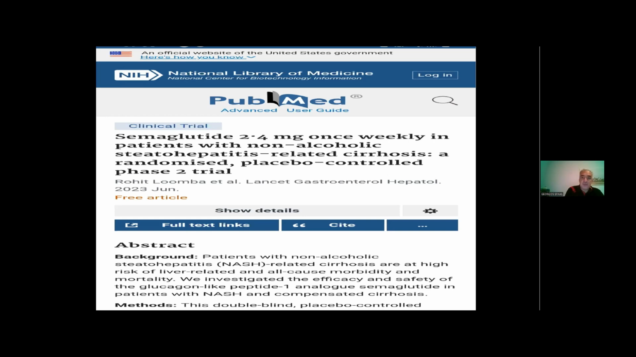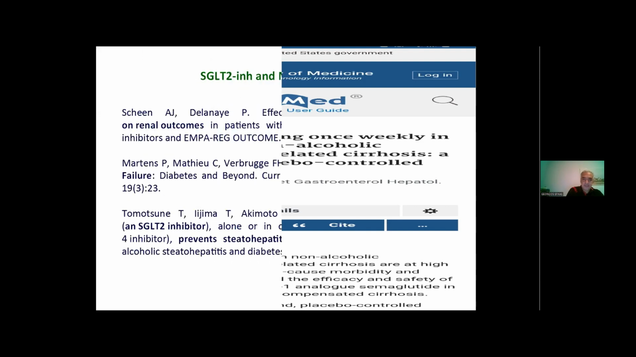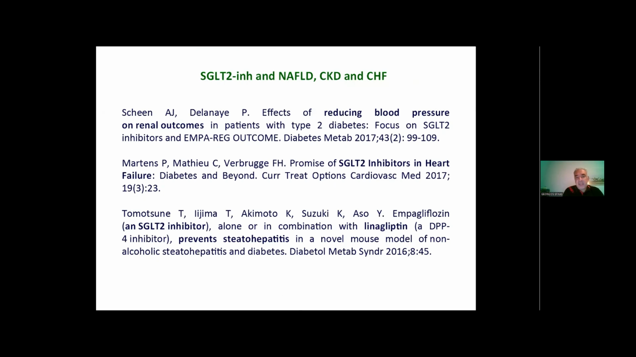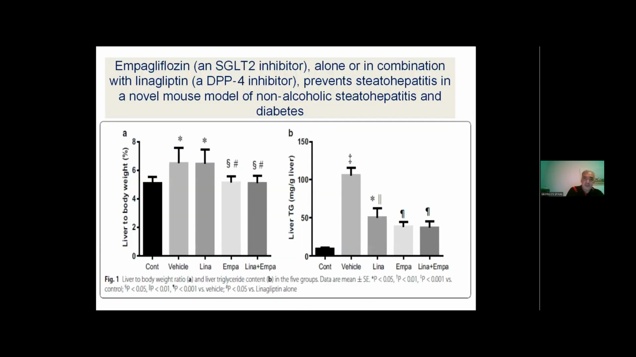We have to do more research to see what the reason was that a larger dose of semaglutide didn't have the results that we had been expecting in patients with steatohepatitis and related cirrhosis. Now, SGLT2 inhibitors also showed hopeful results, probably because of their improving effects in diabetes and body weight. Empagliflozin alone or in combination with linagliptin showed in mouse models an improvement in alcoholic steatohepatitis and diabetes.